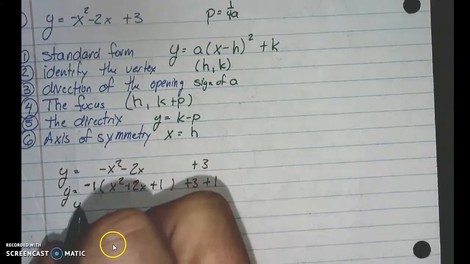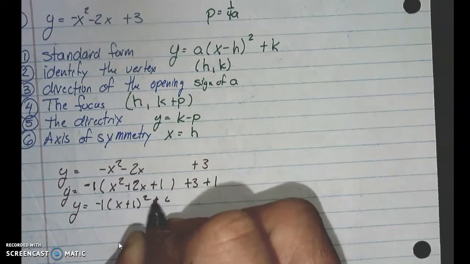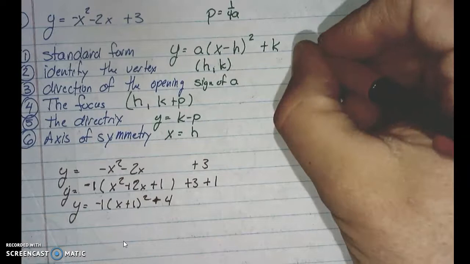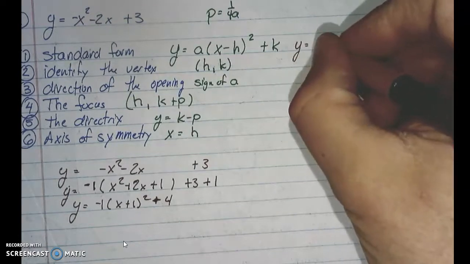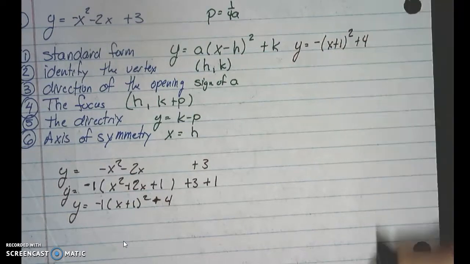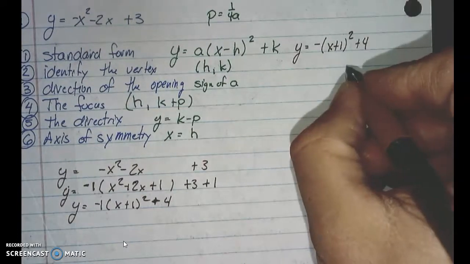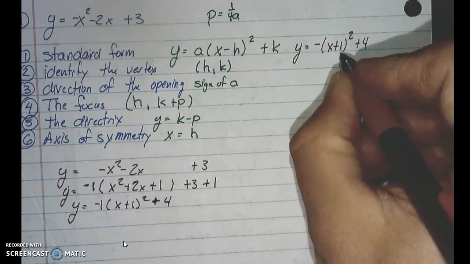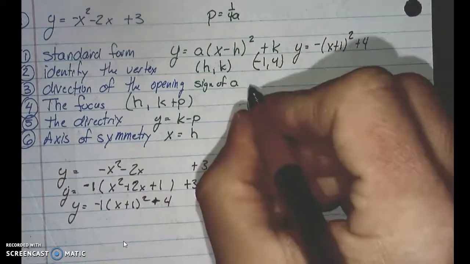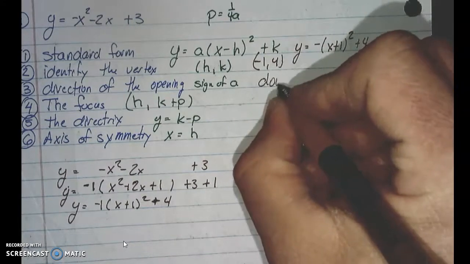All right, so I'm going to go with y is equal to negative 1 times x plus 1 squared plus 4, okay? So then I can come up here and put my answer as y is equal to negative (x plus 1) squared plus 4. All right, what's my vertex, guys? Careful, negative 1, 4. Okay, which way does it open? Down, because it is negative.